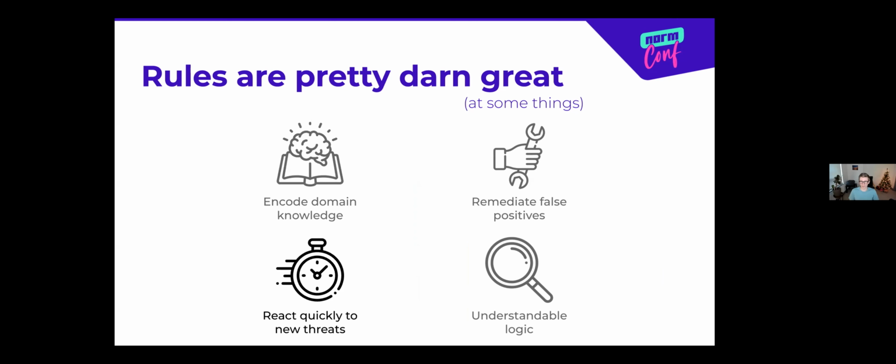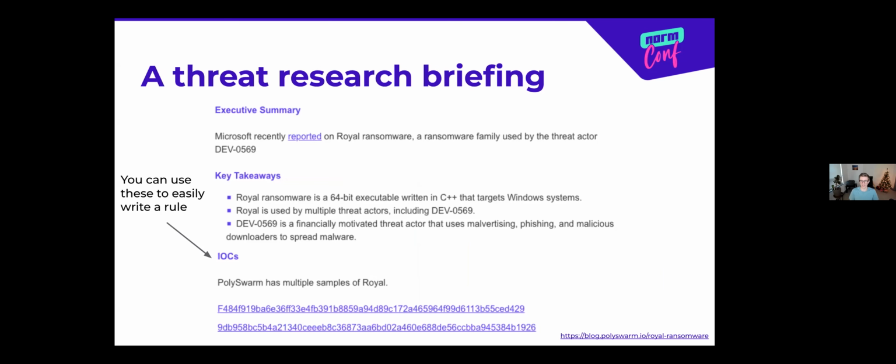Rules also allow us to react quickly to new threats. We may learn about a new threat through a research briefing and want to provide protection against that threat before we actually see it in our product data. If you're curious how that might work, a lot of research briefings will include useful information called indicators of compromise. Think hashes of known bad files, for example, that we could use to quickly write a rule. Here's a recent threat research report on a new malware variant, along with some of the file hashes that we could use to detect known samples.